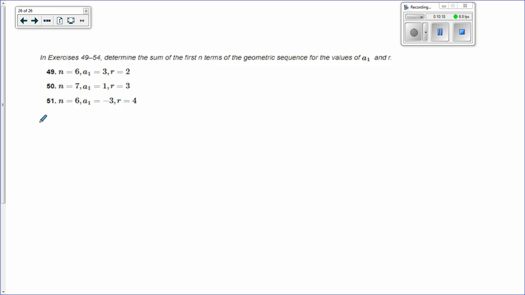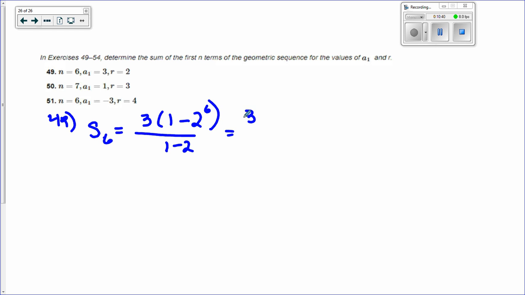Okay, so let me do a couple more for you. Here's 49. They want me to sum the first 6. So it's S sub 6 equals, the first term is 3, times 1 minus, the r is 2, and whatever number's here is its exponent, over 1 minus 2. So again, I did 1 minus 2 to the 6th in my calculator and got negative 63. This is negative 1. So negative divided by negative ends up being positive. I got 189.